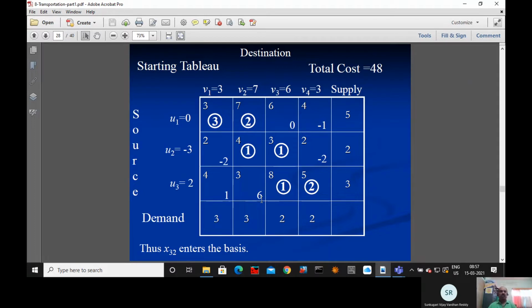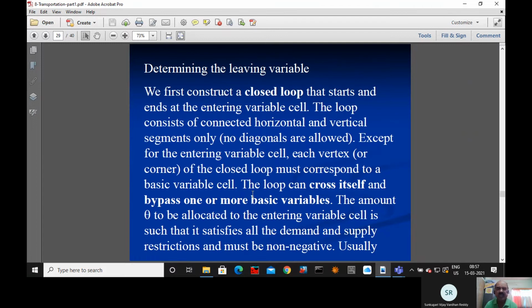With respect to the most positive element, this is the entering variable. That is, entering variable equal to X32, third row and second column. Once you have got the entering variable, then we are interested to find the leaving variable.